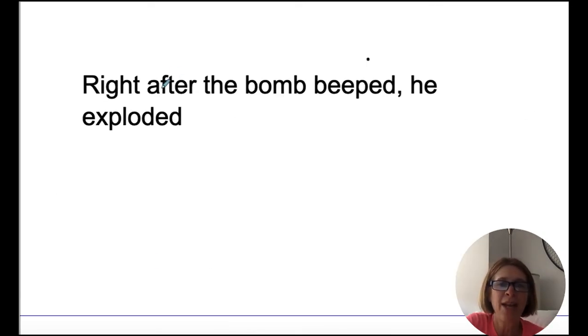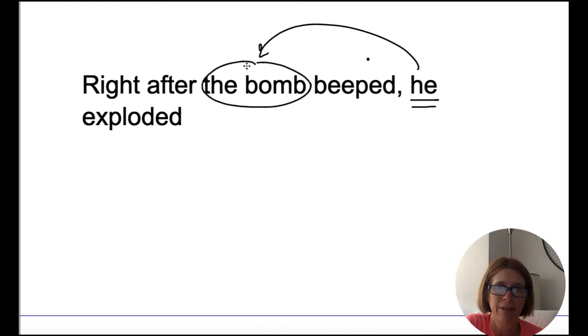All right, right after the bomb beeped, he exploded. Okay, well, I see a he, so I see a pronoun, so I've got to find the antecedent, the bomb. The bomb could not be used as a he or she, a gender, so it exploded.